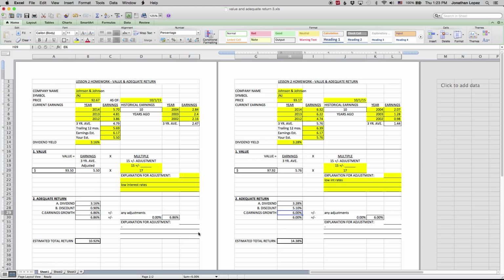You could use gurufocus, you could use Yahoo and Google, and that will help you with their homework. So I hope this helps.